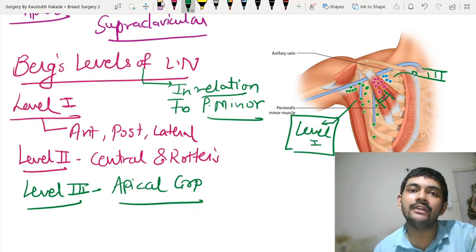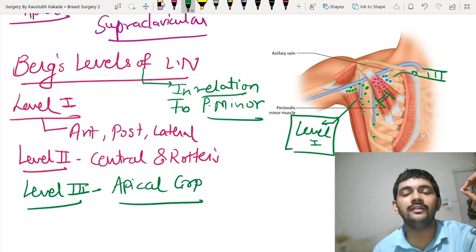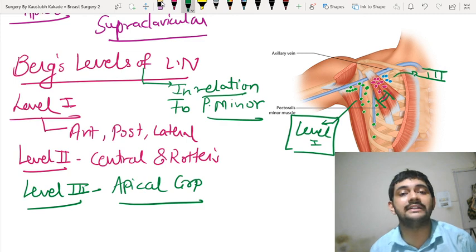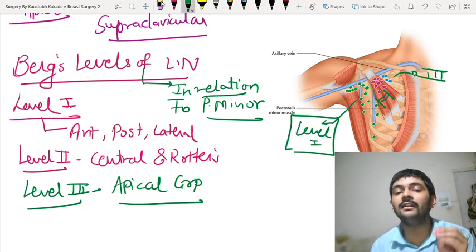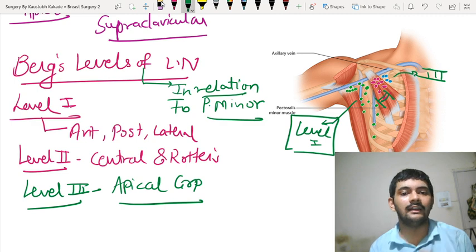Now in the upcoming videos, we will discuss the levels of dissection in breast surgeries. At that time we will discuss the various levels. Yes, that is the importance of understanding these Berg's levels of lymph nodes: level 1, level 2, and level 3.